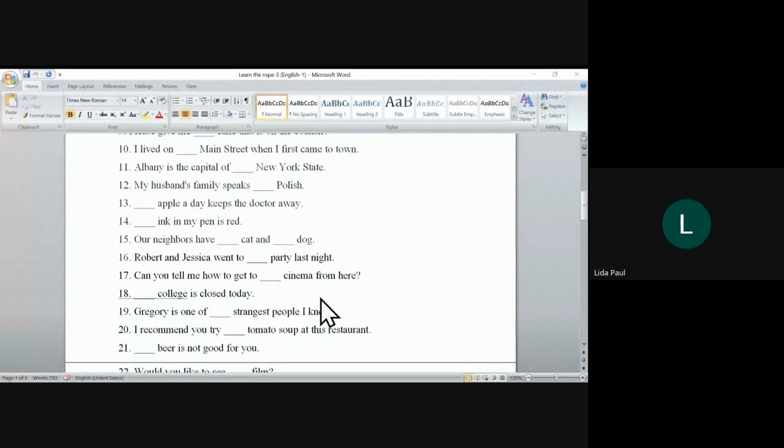Now, 17th one. Can you tell me how to get to dash cinema from here? The cinema. Correct. How to get to the cinema from here. Why? Because it is specific. You're asking about definitely the specific one. So basically you're asking for directions, so it has to be more specific. It can't be any place. So the cinema from here. Cinema here refers to the theater. Okay. Dash college is closed today. The college, right? The college is closed today.